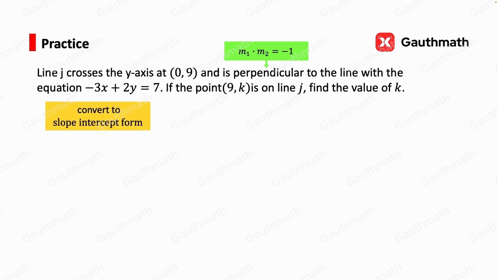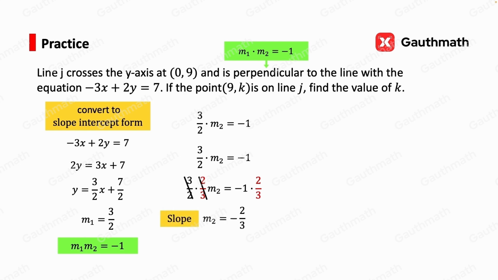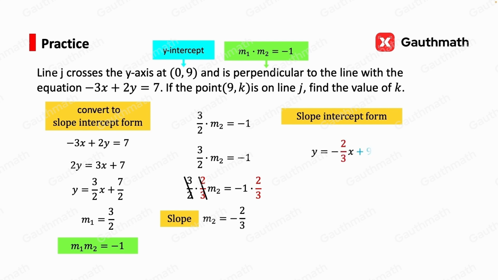Now convert the given line to slope-intercept form, again by solving for y. Move x to the other side, then divide out the coefficient of y. The slope of the given line is 3/2. Since the product of the slopes is -1, the slope of the required line is -2/3. Now with the slope found and the y-intercept given in the question, we can write the line in slope-intercept form: y equals -2/3 x plus 9.